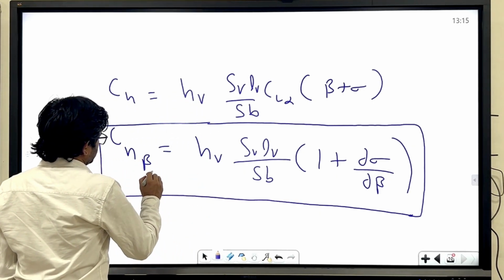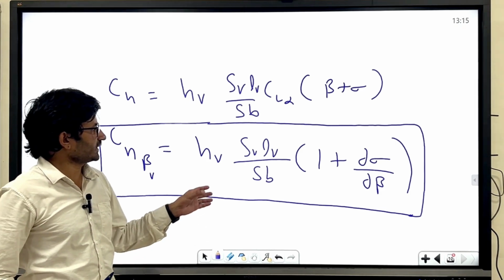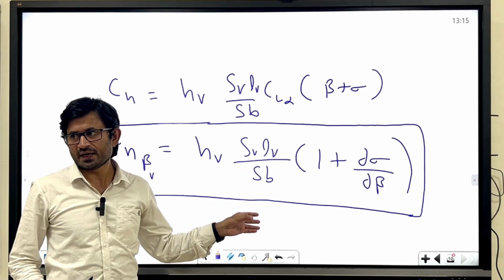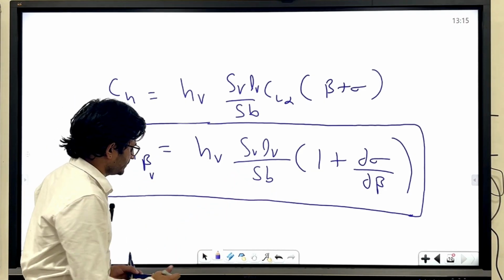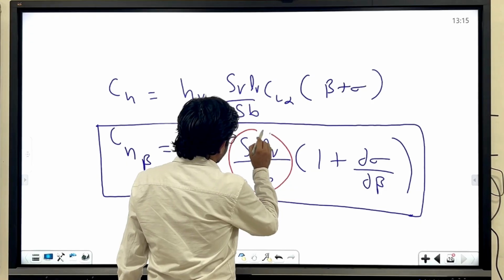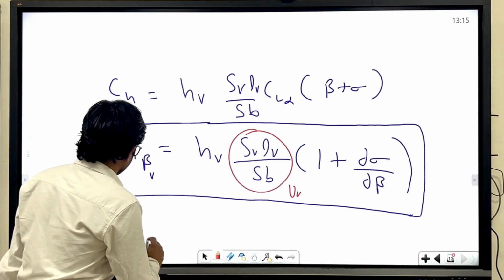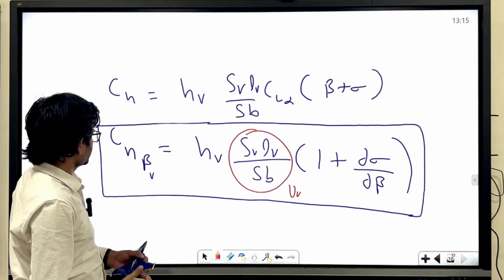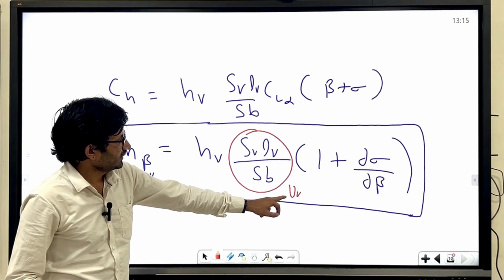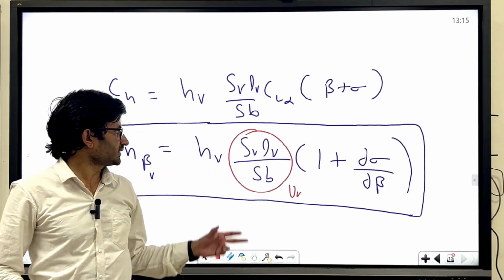You can put the contribution coming from the vertical tail. We have seen the horizontal tail volume ratio, S_T L_T divided by S c bar. Similarly, you can write the vertical tail volume ratio, this part, as V_V. So your expression will be Cn beta equal to eta V V_V times (1 plus dou sigma by dou beta).